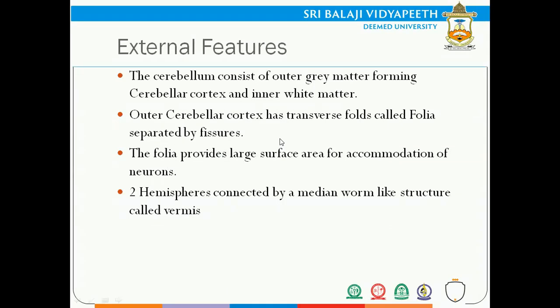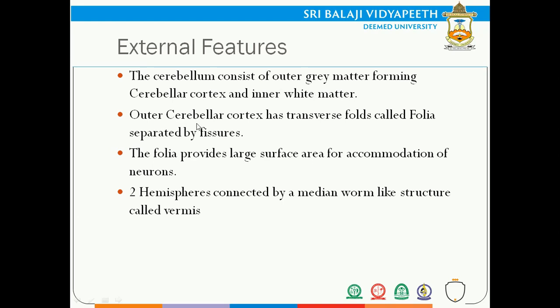What are all the external features? It has an outer grey matter, which we call the cerebellar cortex, and an inner white matter. Like when we studied the cerebrum, we studied the structure, isn't it? It had an outer grey matter and inner white matter. Just like that, the cerebellum also has an outer cerebellar cortex, which is grey, and the inner white matter.